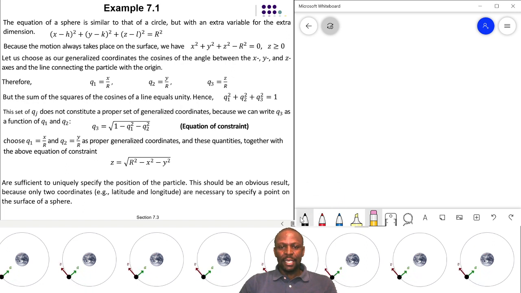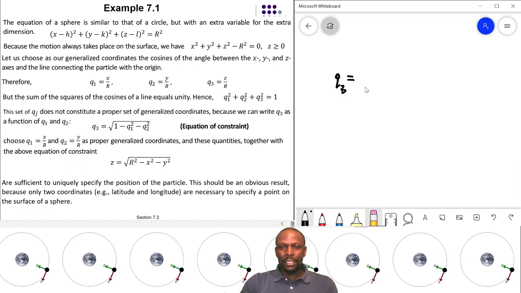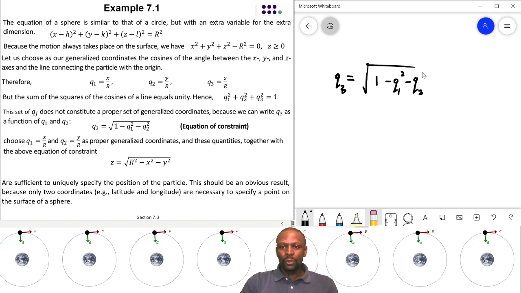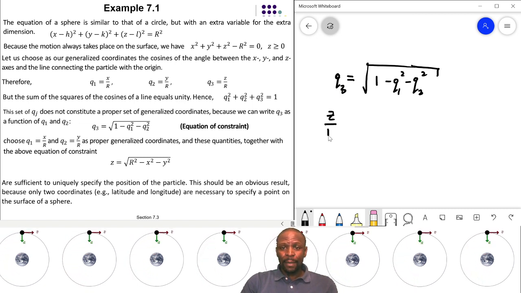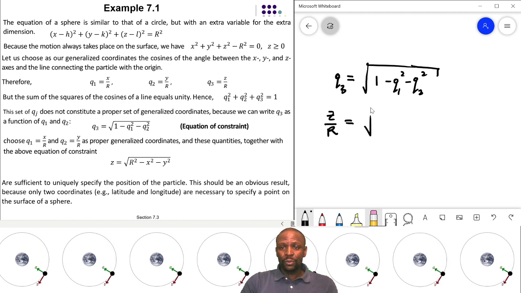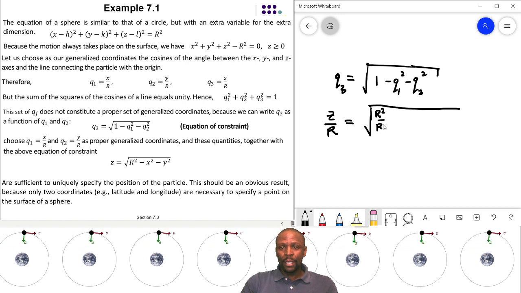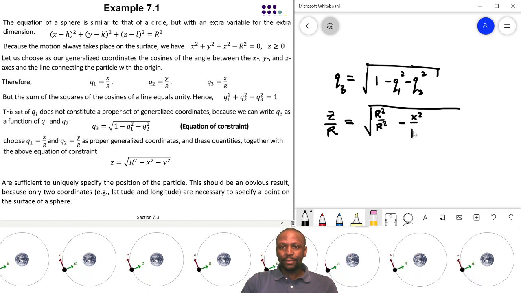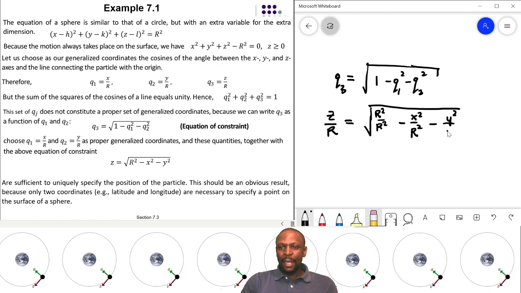For argument's sake, let me just do it a little bit quickly for you. Now if you have q3 equal to the square root of 1 minus q1 squared minus q2 squared. In that case, q3 was just given as z divided by r. Now it's just going to be equal to the square root of r squared divided by r squared, because that is nothing else but 1, minus x squared over r squared minus y squared divided by r squared.